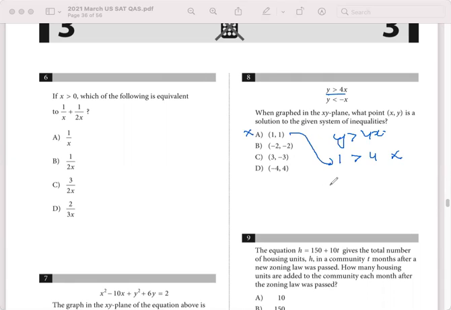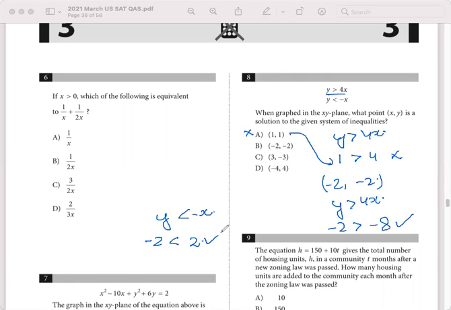Let's work with minus 2 comma minus 2. So y greater than 4x, minus 2 is greater than minus 8. Yeah, that is true. And y less than minus x. So minus 2 is less than 2, which is also true. So my answer should be B.